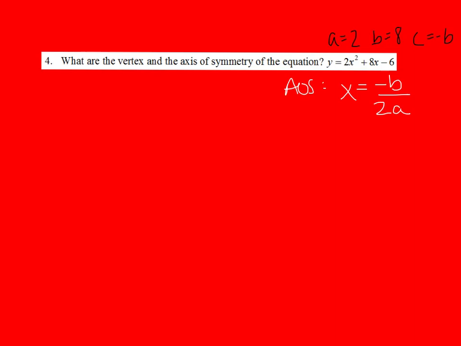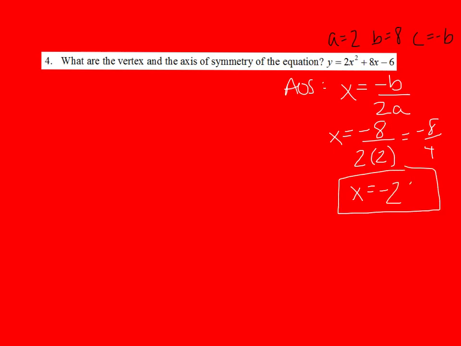So for this problem here, we need to get our axis of symmetry, which means I'm plugging in x equals the opposite of b. So my b right now is 8, so I want -8 over 2 times a, which is 2. So that's -8 over 4, which means x equals -2 is my axis of symmetry.